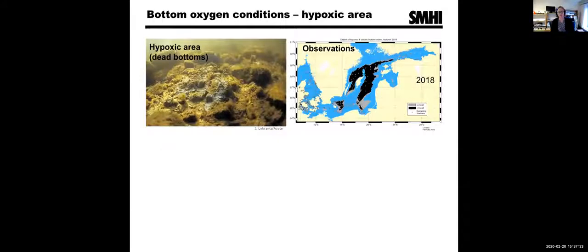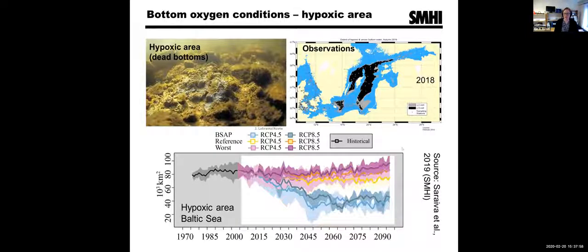Looking at the oxygen or hypoxic areas in the Baltic Sea, we know from observation that in 2018, in the fall, we had the highest extent, or largest extent, of hypoxic areas since 1962, I think. And when we look at the simulation or the projection of this, we can see that it will actually stay about this level throughout the entire century. If we are not reducing the nutrient loads, then the hypoxic area will not decrease.